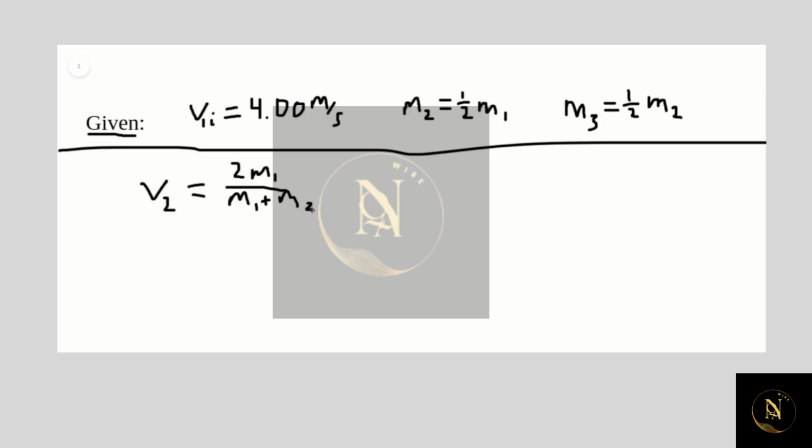B, what is the speed? And then C, the kinetic energy. And then D, the momentum of block 3 compared to block 1. Is it greater than, less than, or equal to? So we need to find those values and compare them to the speed of block 1.